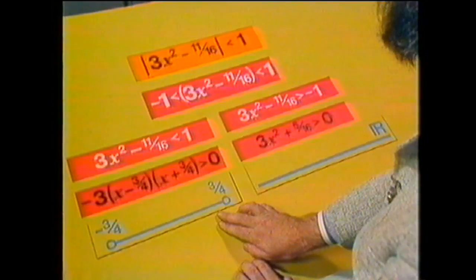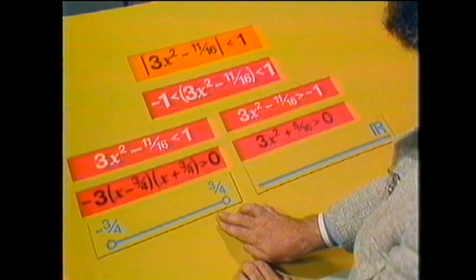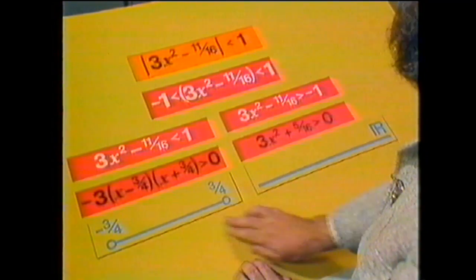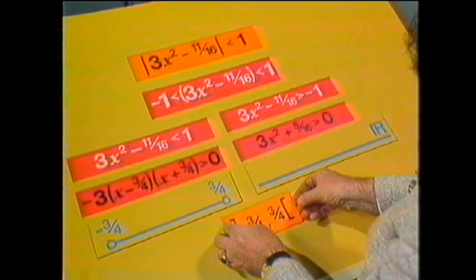And this one's true between minus 3/4 and plus 3/4. So the interval we want, where the original inequality holds, is the intersection of these two. And that's just it.